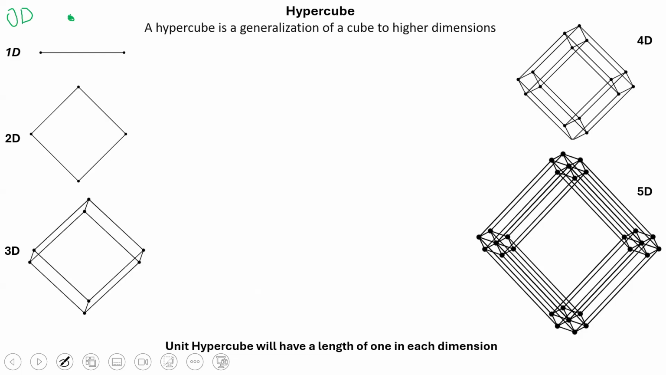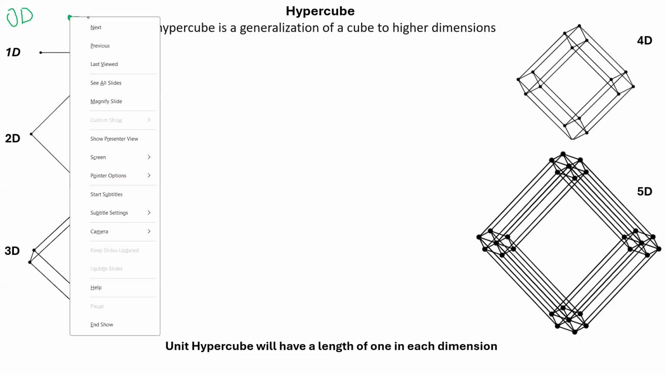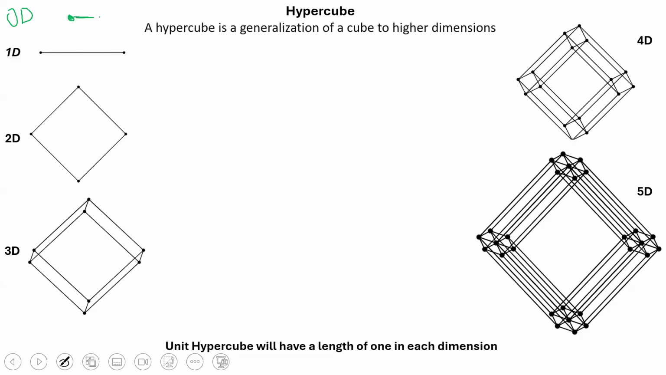So when you say 1D, it just means that you have this green point, and you have to drag this point along another dimension. Let's suppose I have this x-axis. I have to drag this point along the x-axis. That becomes 1D, because I have dragged or expanded this point along one of the axes. So the 1D hypercube is a line.